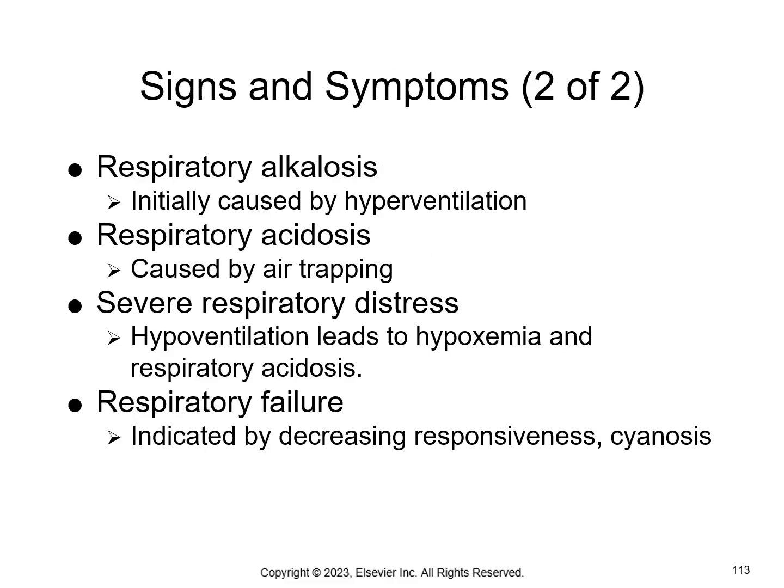This can also cause respiratory alkalosis because of the hyperventilation, and sometimes respiratory acidosis because air can also be trapped because of the bronchoconstriction. Severe respiratory distress can lead to hypoventilation, which leads to hypoxemia and respiratory acidosis. Eventually, this could lead to respiratory failure, decreases in responsiveness, and cyanosis.